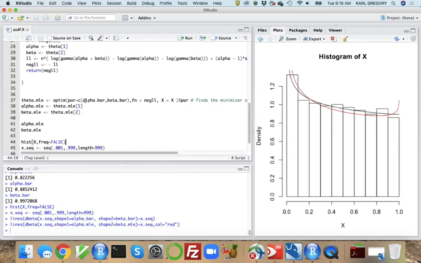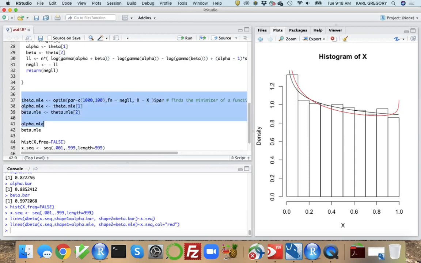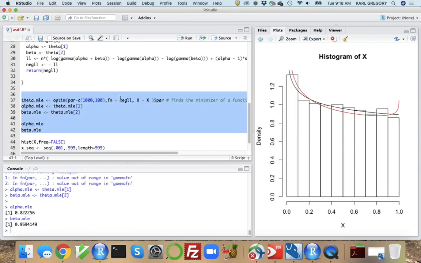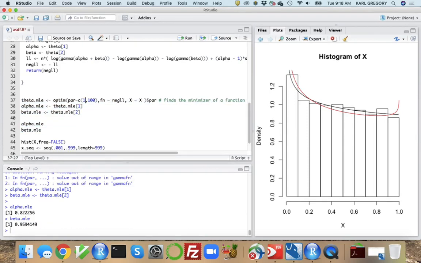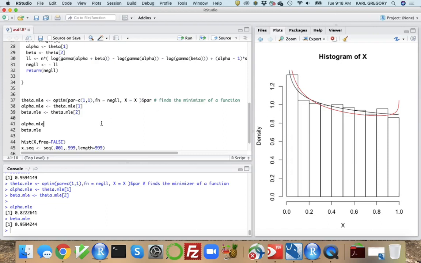One more comment is that this optim function works pretty well. I don't have to even have reasonable values. I could put in basically any values, and I will still get the same answer for the MLE. This is just where it starts. So I could put 1 and 1, that means it starts at a uniform distribution, and then it changes it until it gets to the maximum likelihood estimate.